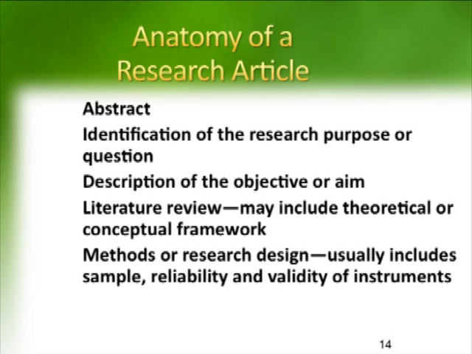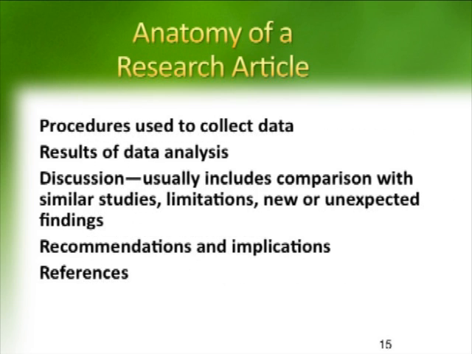Then there should be a section titled Methods or Research Design. That usually includes the sample, which is who are the people that were involved in the study, and the reliability and validity of instruments. And instruments in this case are generally the questionnaires that were used in the study. Finally, there are procedures used to collect the data, and then they should have a section called Results, which is usually all the statistics that I'm quite sure that you as students hopped over, because who wants to read that stuff anyway, because I know that before I became a researcher, I did that.